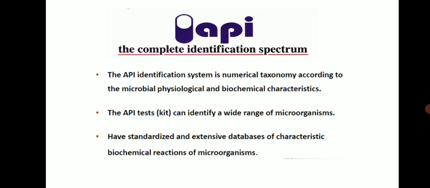The API identification system is used in numerical taxonomy, and this technique is based on microbial physiological and biochemical characteristics. The API test kit can identify a wide range of microorganisms. Actually these are test kits that include various kinds of dehydrated media. By simply inoculating microbes and checking results, we can identify which type of microorganism is there. They have a standardized and extensive database of characteristics and biochemical reactions of microorganisms.